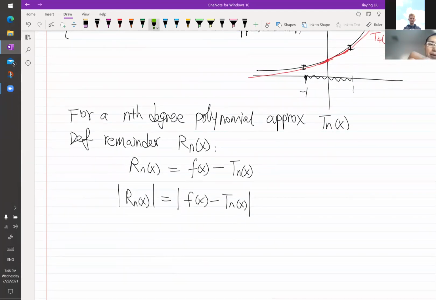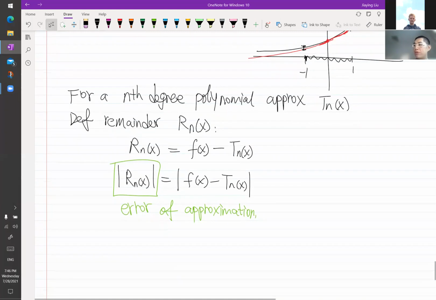And then this absolute value of R sub n of x, or the right hand side, this is what we call the error of approximation. And tomorrow, using an example, we're going to talk about how you find out what this number is. But before I do that, let me write down one theorem we're going to use. It's called Taylor's inequality.